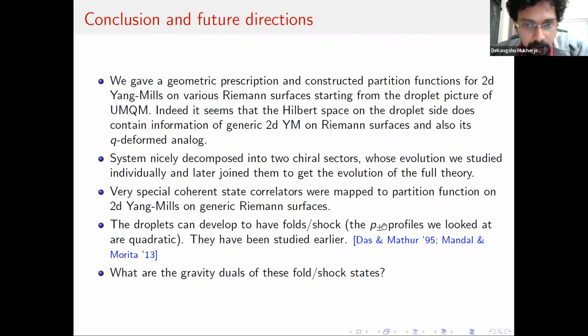So this has been studied, but not in much detail. It was studied earlier, far back in '95, and recently by Gautam Mandal and Takeshi Morita. There have also been some follow-up works by Sumit Das more recently. Of course, since '98, it has been an era of holography. It would be great to understand the gravity duals of this class of matrix model states that we have, these coherent states, and also the gravity duals of these fold and shock states.